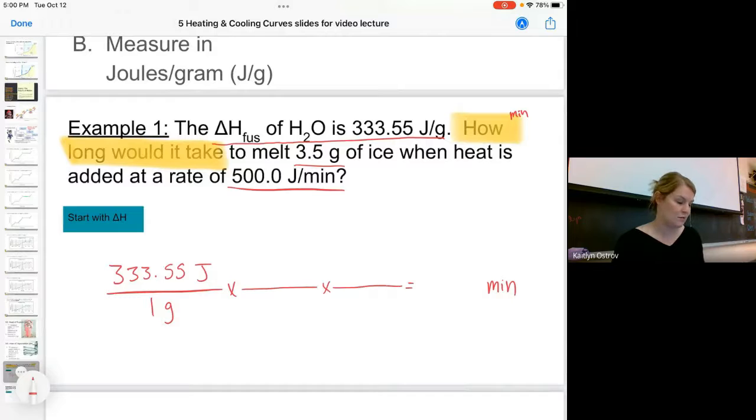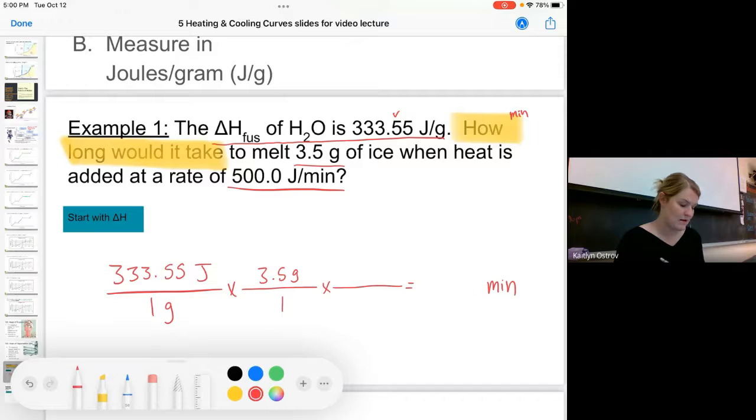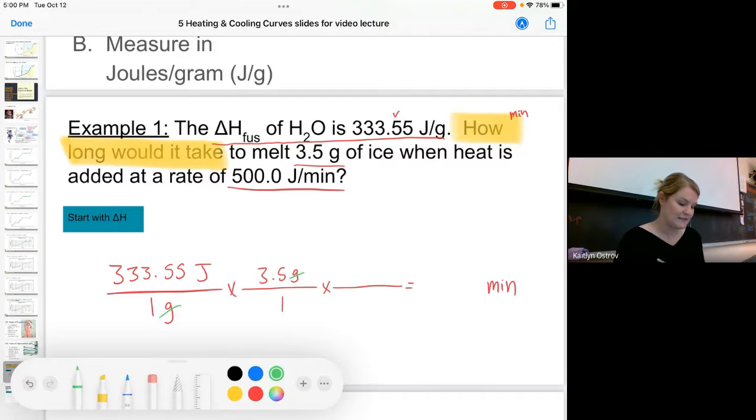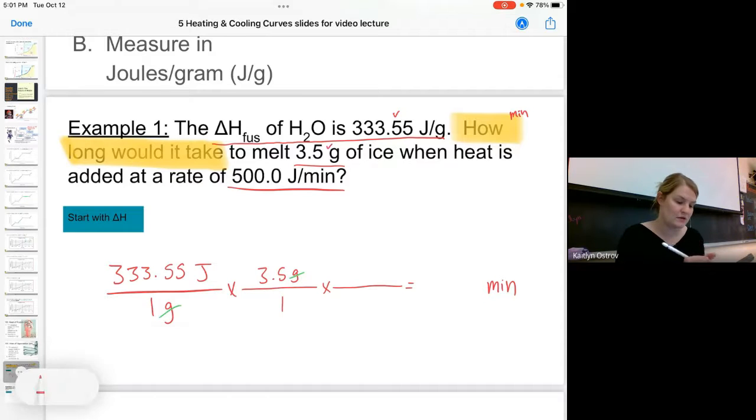So let's see. What's our first thing we could do to get joules and grams to cancel out? So we used this one already. Let's get grams to cancel out. So if I put 3.5 grams up here, I'll just put a 1 under there as a placeholder. It's not really necessary. Then my grams will cancel out. So if I stop here, my answer would be in joules. I don't want joules. I want minutes. So I need to find a way to get joules to cancel and get minutes on top. Use that. This is the only thing that I've got left.